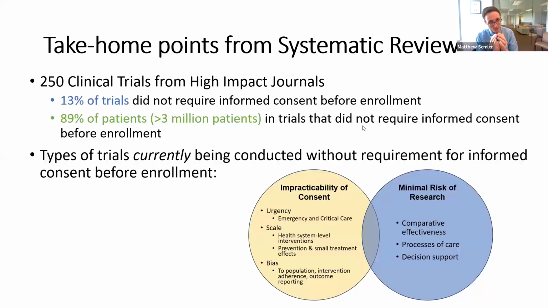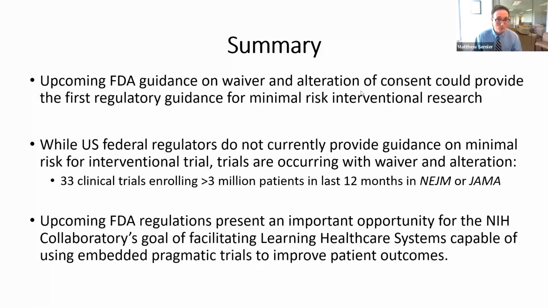And fall into that overlap of the Venn diagram also potentially regarding what possible interventions might be considered minimal risk, such as comparative effectiveness research, research on processes of care, and research on decision support. So with that, John, I'll let you summarize, and then I'll look forward to the discussion.